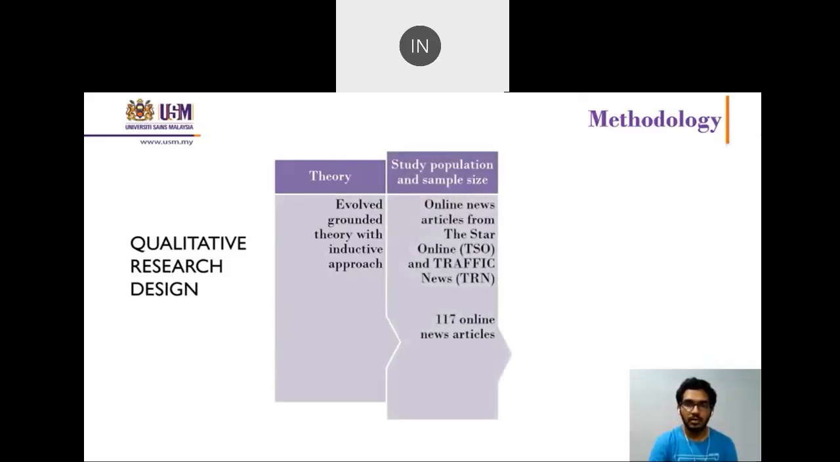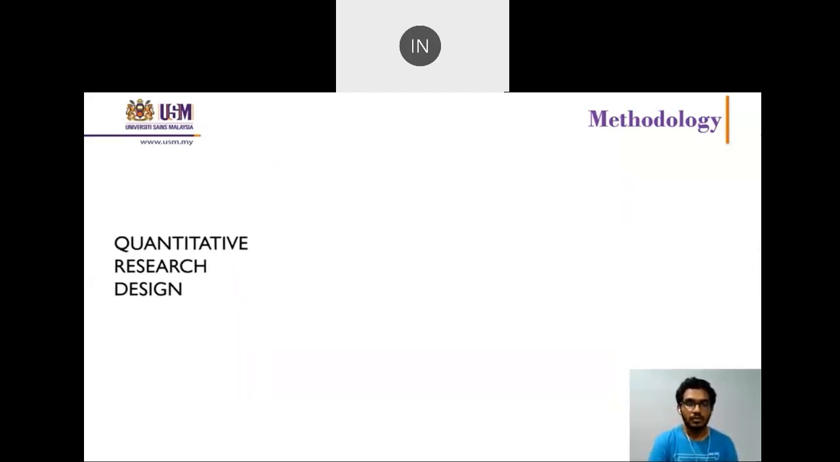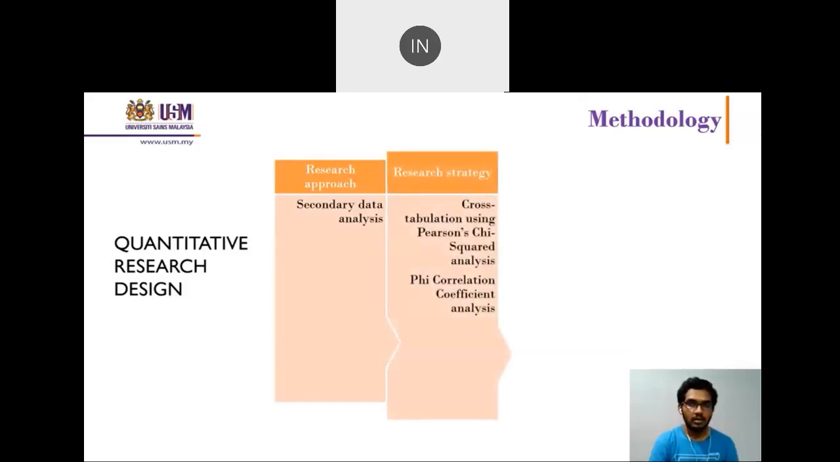The study population was the online news articles from the Star Online and Traffic News, and the sample size was 117 online news articles. The sampling method used was non-probability sampling method utilizing purposive criteria technique. As for the quantitative research design, the research approach used was secondary data analysis. As for the research strategy, cross-tabulation using Pearson chi-squared analysis was employed to determine the significant differences of the associations contested. The phi correlation coefficient analysis was used to determine the strength of the significant differences.